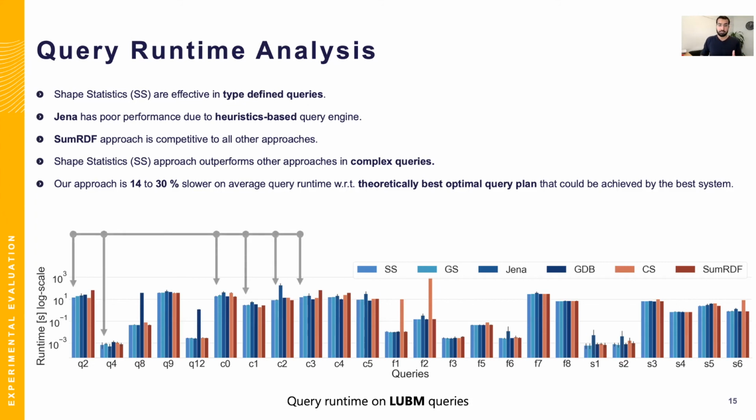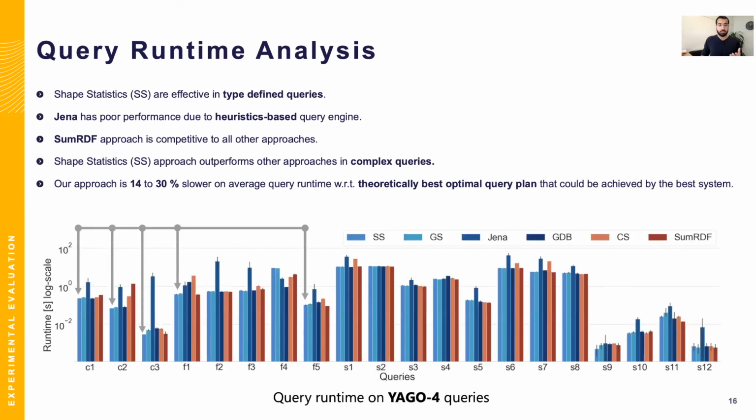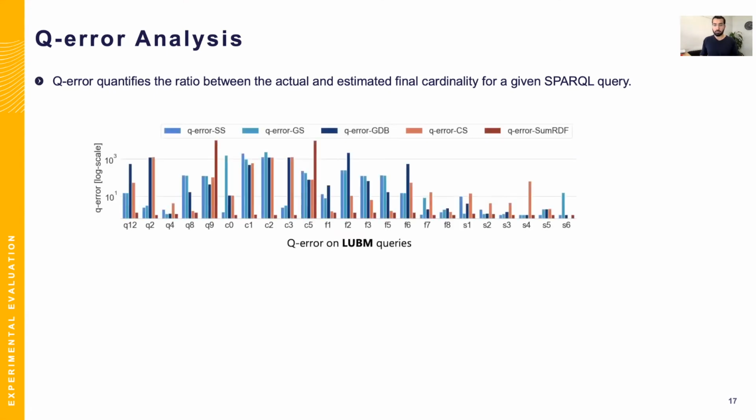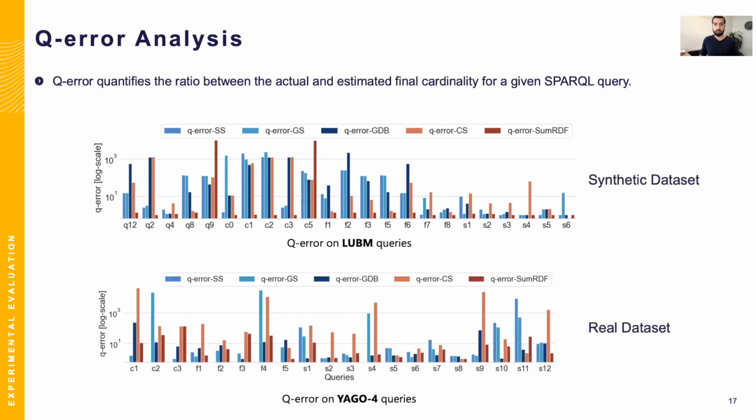So for these specified queries, our approach outperforms the rest of the approaches on the LUBM dataset, and on YAGO-4, we are outperforming the other approaches mostly on complex, some of the snowflake, and star queries. We also show Q-error analysis, which quantifies the ratio between the actual and estimated final cardinality for the given SPARQL query. On LUBM, the SumRDF approach has a low value of Q-error. However, for the real dataset, that is YAGO, our approach has a low value of Q-error overall.